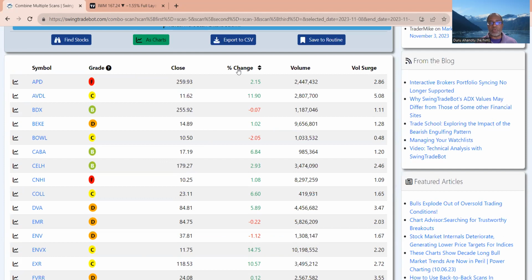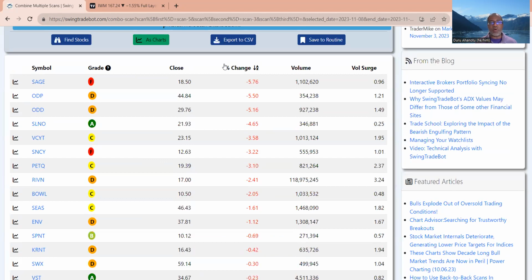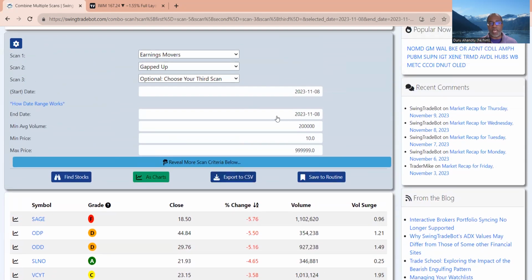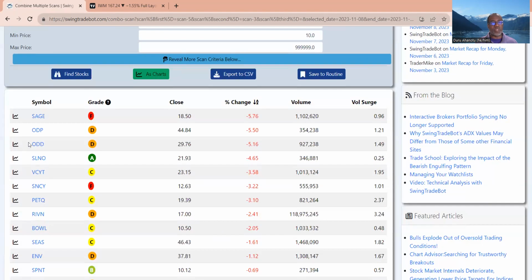this method works. I now sort by price change, and this is the price change on the day that I selected, November 8th. So this is the day of earnings. What you're seeing here is this stock, for instance, Sage, gapped up in response to earnings, but then ended the day significantly down.